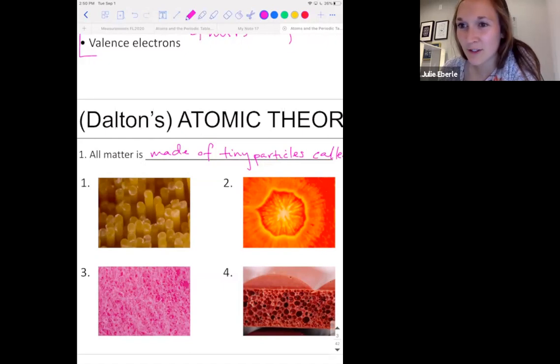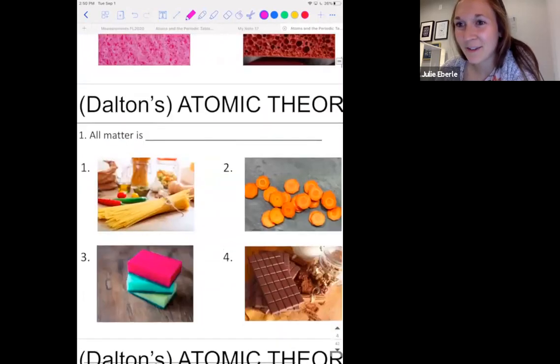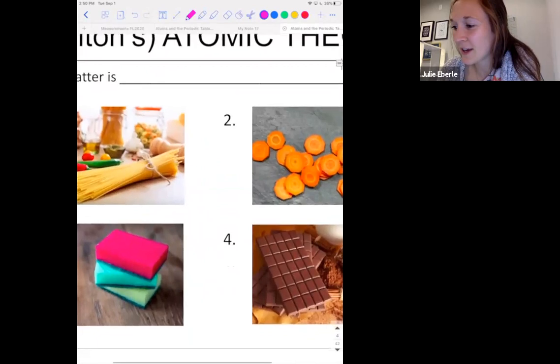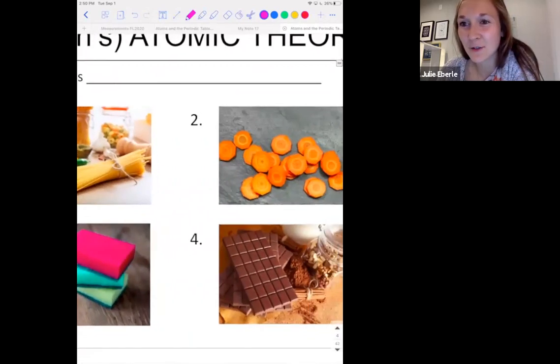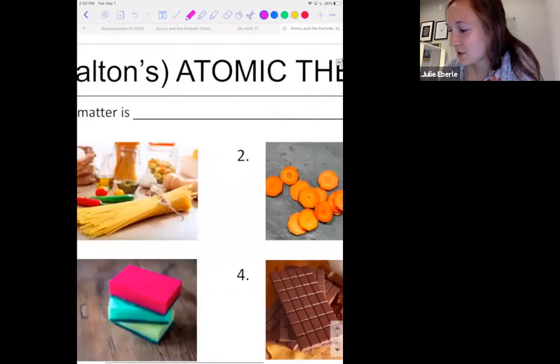What do y'all think number 4 is? Nobody's going to get number 4. Oh, come on. How do you know it's chocolate? There we go. So number 1 was spaghetti noodles. Number 2, these are carrot slices. Who knew? I think this photo has been tampered with. Okay. And then y'all were right, a sponge.